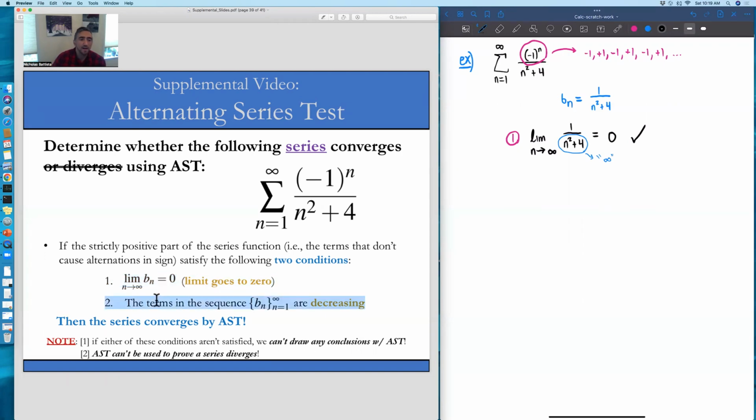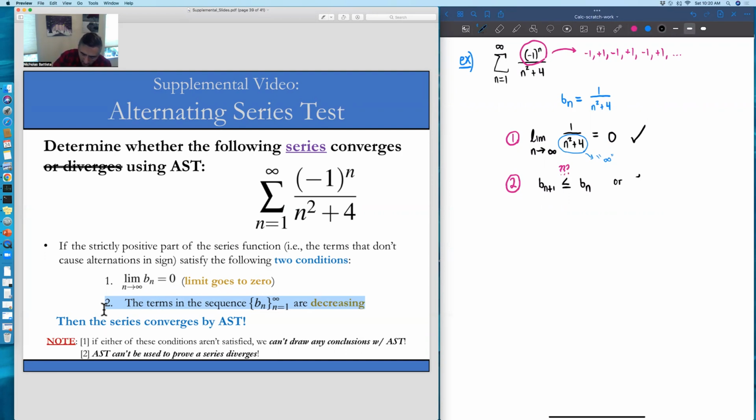The second criterion is that the terms in this sequence are decreasing. There's a couple ways we could show that. One way is we could do this algebraically, where we compare the next term in the sequence, and we want to show that the next term, b_(n+1), is less than or equal to the previous term, b_n.